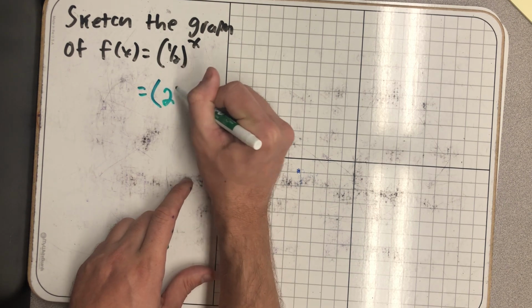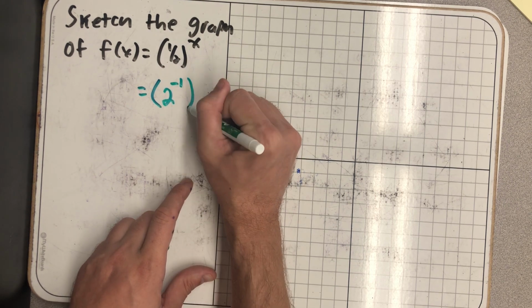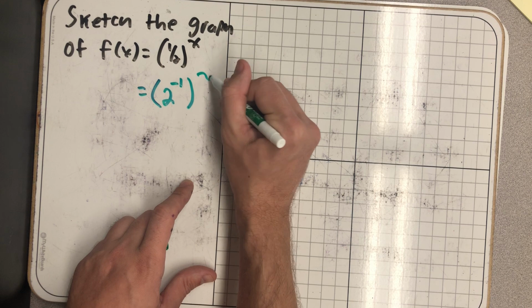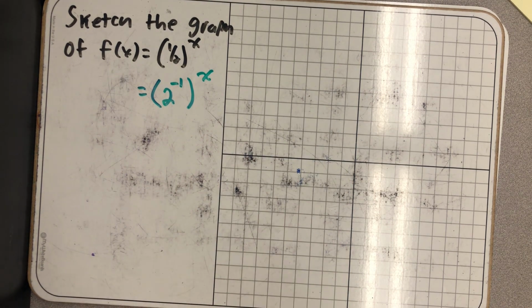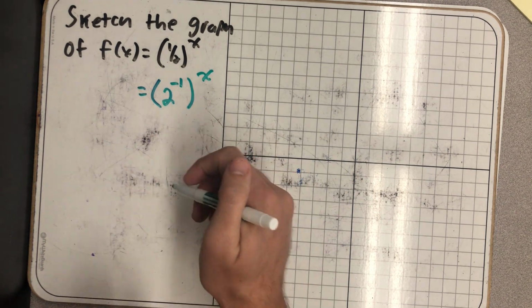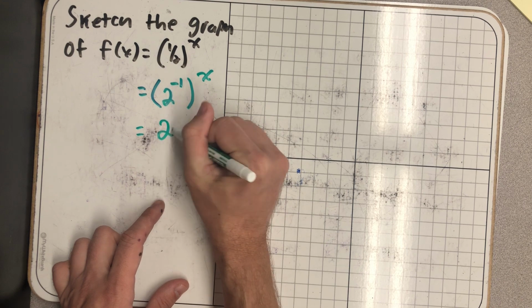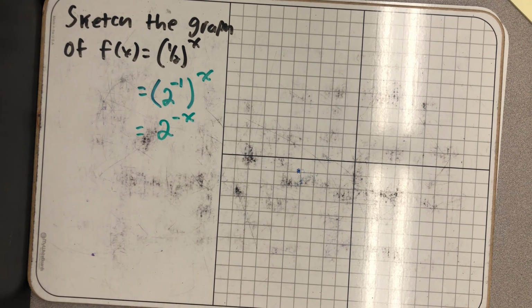1/2 can be thought of as 2 raised to the minus first power. So this is 2 to the minus first raised to the x. When I raise a power to a power, I multiply. So I could also write this down as 2 to the minus x.